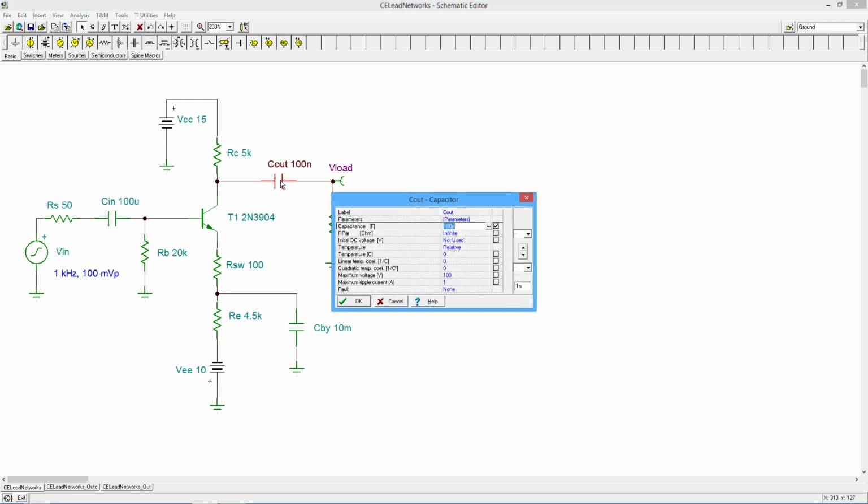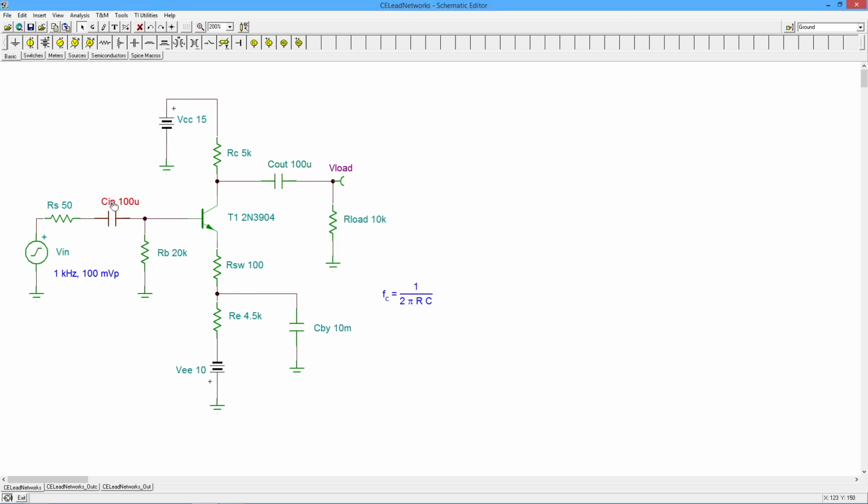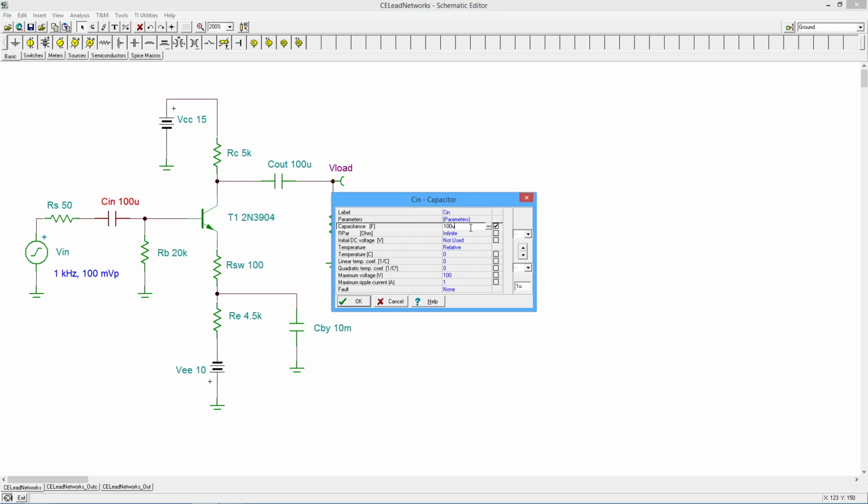And so I don't forget, like I did last time, let's change this back to 100 micro. And I'm going to do the same trick with this cap on the input. I'm going to change this to 100 nano.